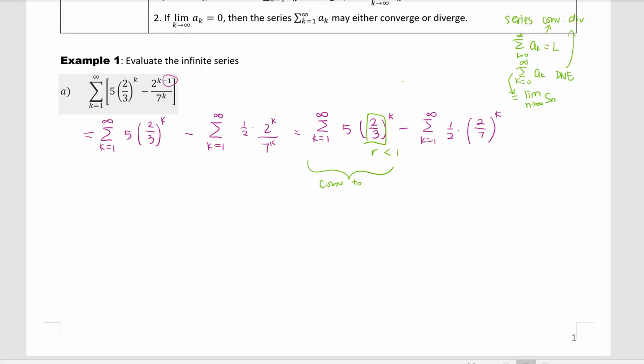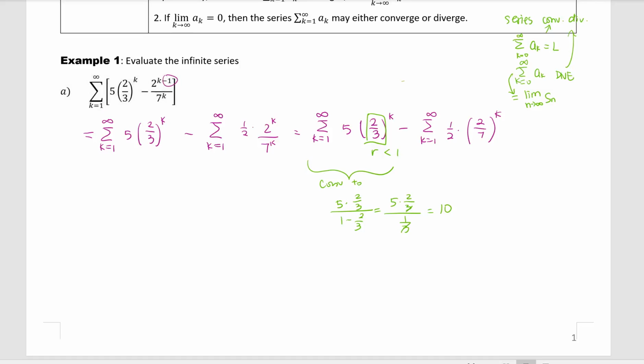What does it converge to? The first term, when k equals 1, is 5 times 2/3, over 1 minus r. r is 2/3, so we get 5 times 2/3 over 1/3. The 3s cancel, and we have 10. That's the first series.